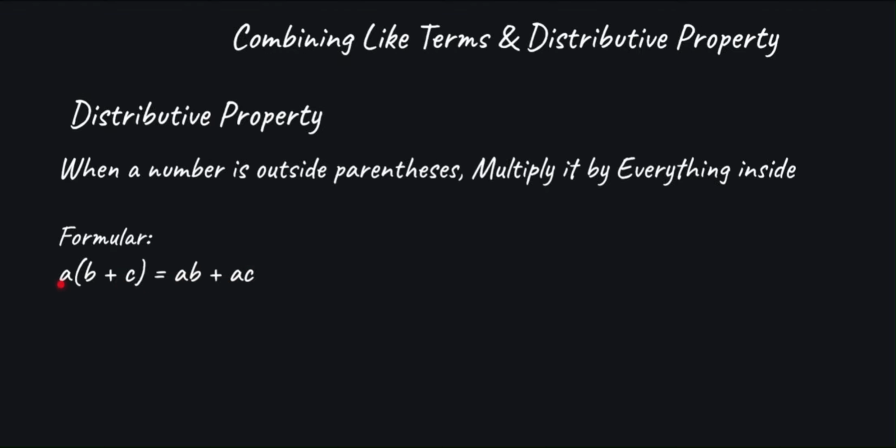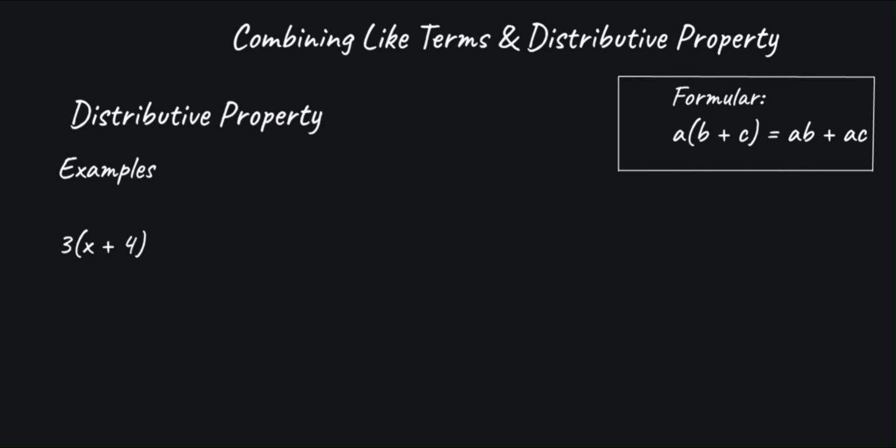Let's work on some examples and hopefully you will understand this topic a lot more. First example is 3 in parentheses x plus 4. We're going to use this formula to try and solve our problem here. Let's begin. 3 times x would be 3x, plus 3 times 4 will give us 12. So that's 3x plus 12, and that would be your answer.